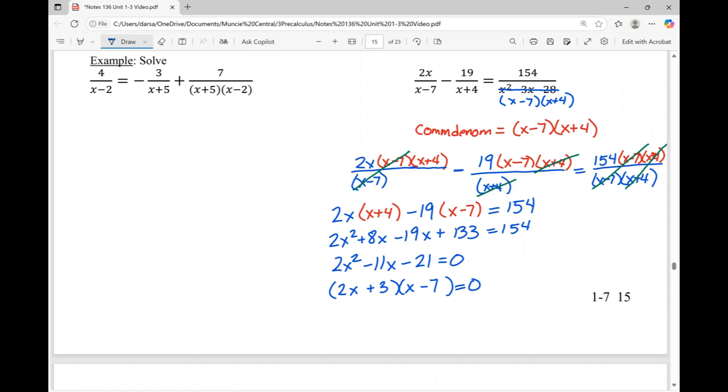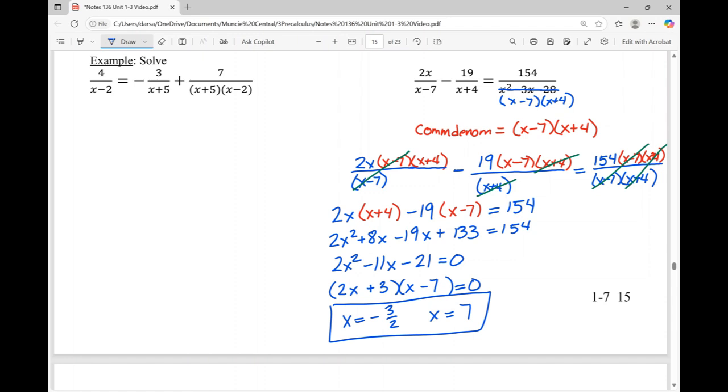Now, what are the two answers when we set 2x plus 3 equal to 0? That gives us x equals negative 3 halves. And when we set x minus 7 equal to 0, we get x is equal to 7. So many students are like, yes, we've done it. We're going to plug this into MyOpenMath, and this is our final answer, and we're really excited. The problem is that if you plug negative 3 halves and 7 into MyOpenMath, it's going to tell you you're wrong. And there's a reason for that.